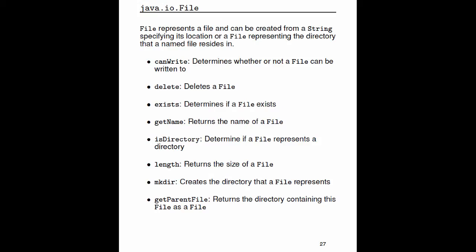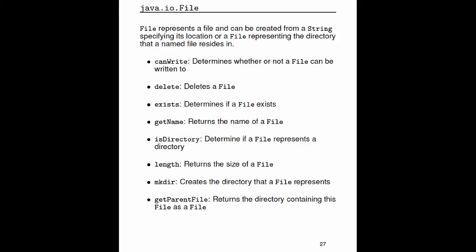So, Java I/O file represents a file and can be created from a string that specifies its location, or from another file that represents the directory that it resides in, and then the name of the file. And so you get this object that represents a file, and it has a number of instance methods on it that can tell you things about that file, like whether or not it can be written to. You can delete a file. You can ask whether or not the file exists, and then you can get information about its name, if it's a directory, the size of the file, and you can also perform operations like creating a directory that the file represents, or getting its parent file.